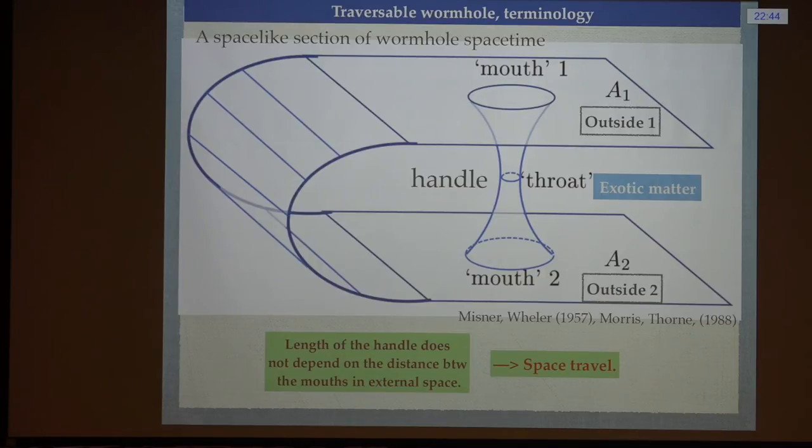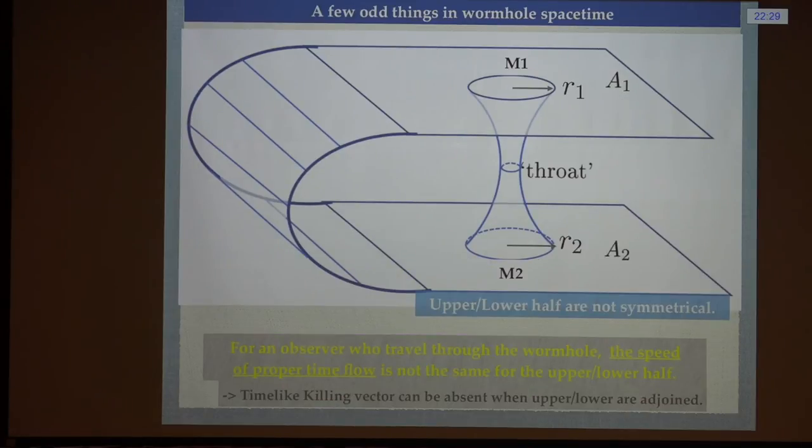In fact, the length of the handle does not depend on the distance between the mouths in the external space. So, maybe faster space travel is possible. In fact, there are a few other things in these wormhole geometries.